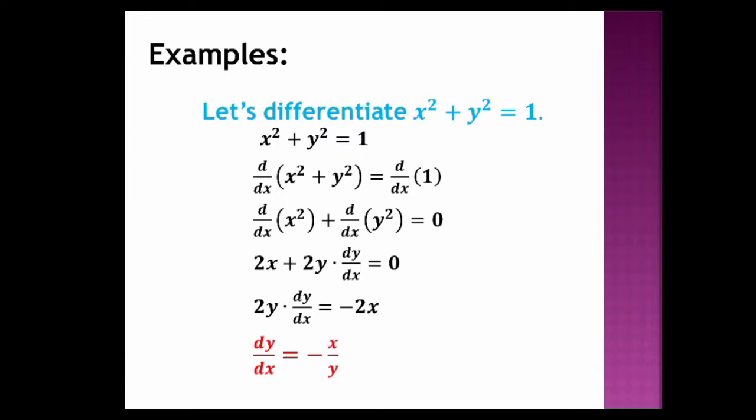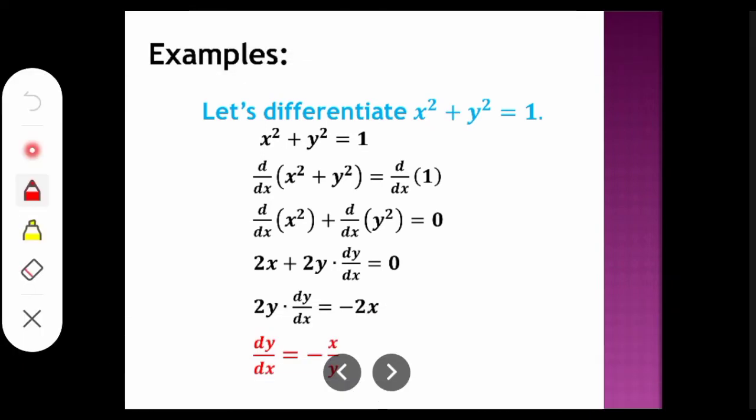So we just differentiate the terms separately, no? Then we get 2x plus 2y times dy over dx equals 0. The derivative of 1 is 0, so we can come up with 2x plus 2y times dy over dx equals 0.